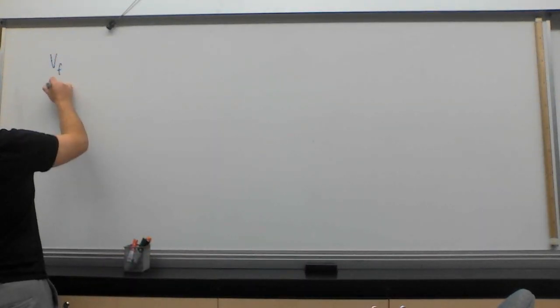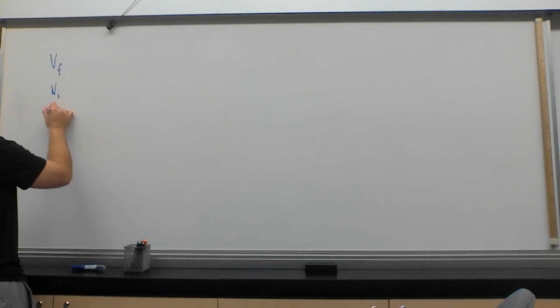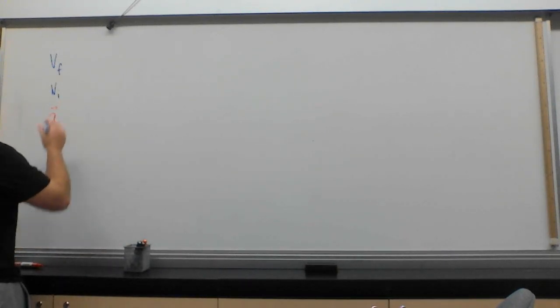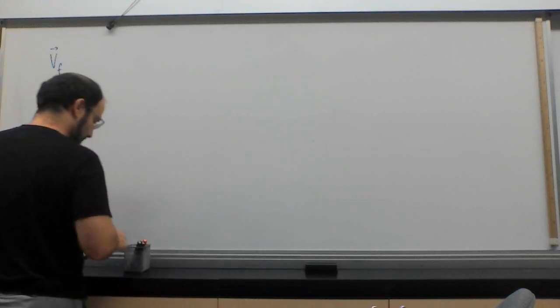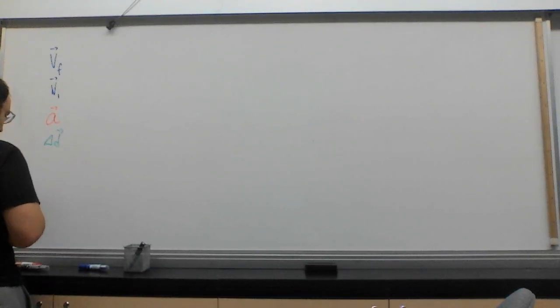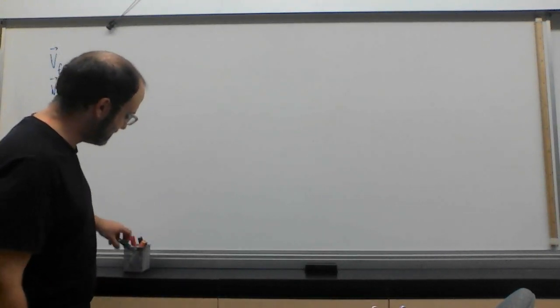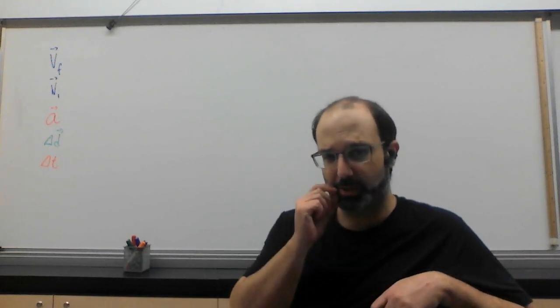The variables that we're going to be dealing with in the 5 different colors are going to be velocity, both final and initial, acceleration, displacement, and time. These 5 variables are going to come up again and again and again. And our goal is to basically turn every question into one that involves these 5 variables.